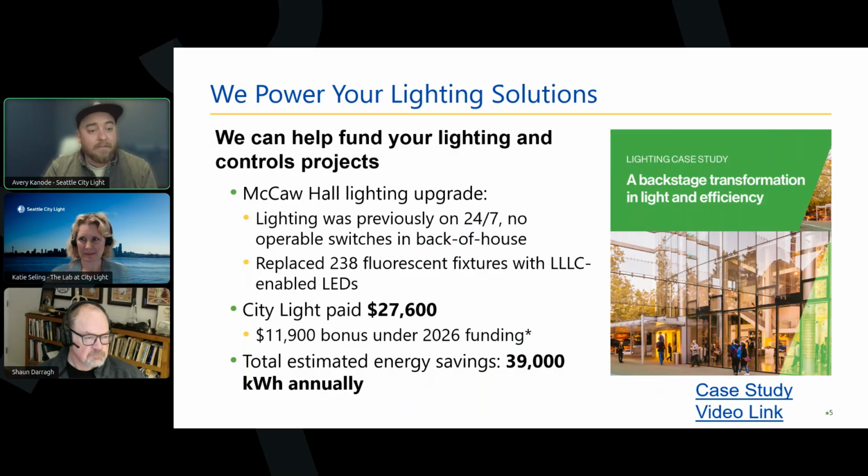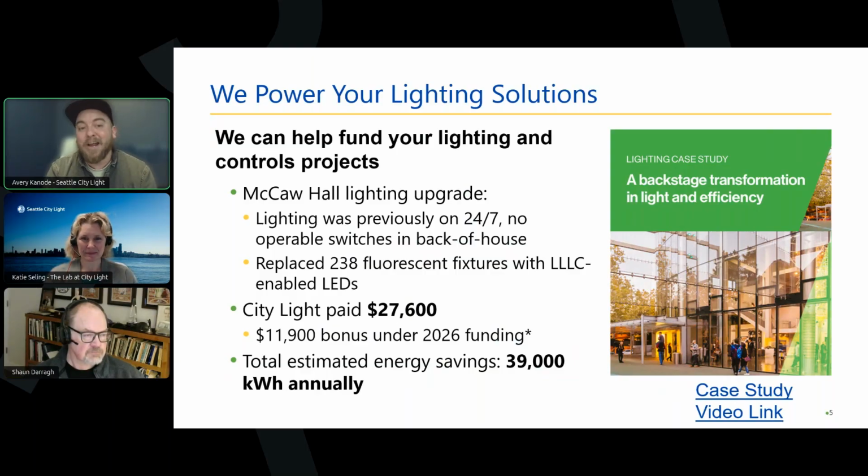This is just an example of one project that we closed out last year. It was for some back of house lighting at McCall Hall, the Opera House. Basically, they were running T8 fluorescents 24/7 down in the back of house, not the theater you get to see, but where they actually do the wig styling and things like that. They ended up saving a lot because those lights were on all year round, so we were able to give them an incentive of about $2,700, or $27,000.